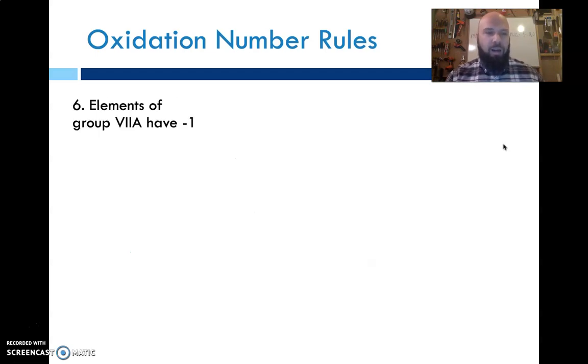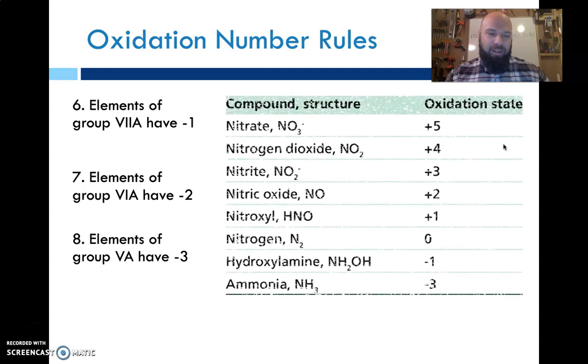Rule 6, elements of group, and this would be, in this case, 17, 16, and 15. My Roman numeral brain just got messed up there for a second. Sorry, group, I think the A was throwing me off. Group 17, 16, and 15. So the halogens and then like oxygen, sulfur, they're going to be -1, -2, -3, respectively.